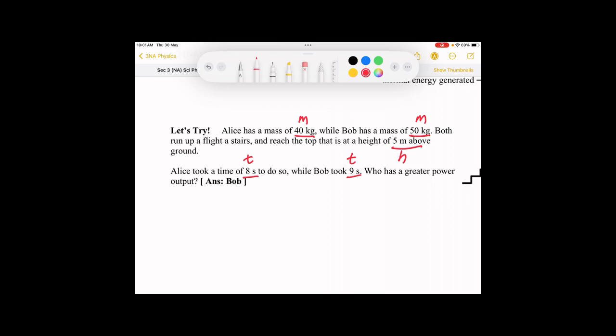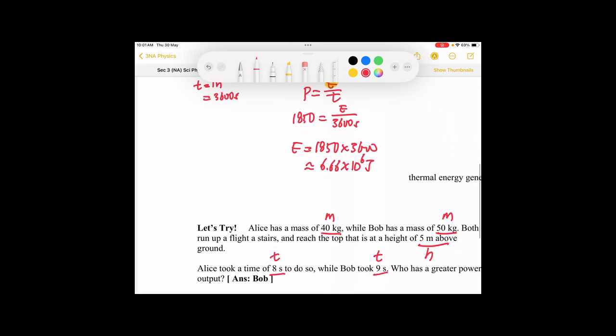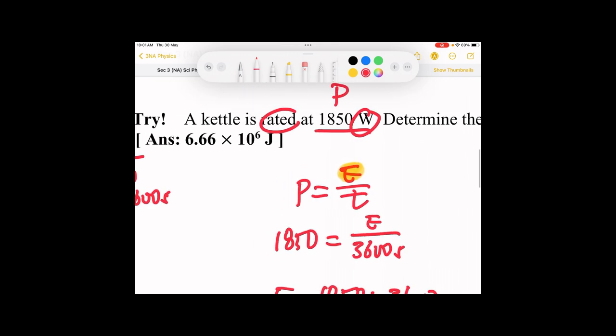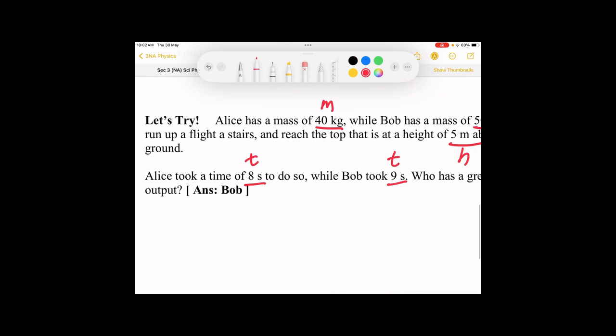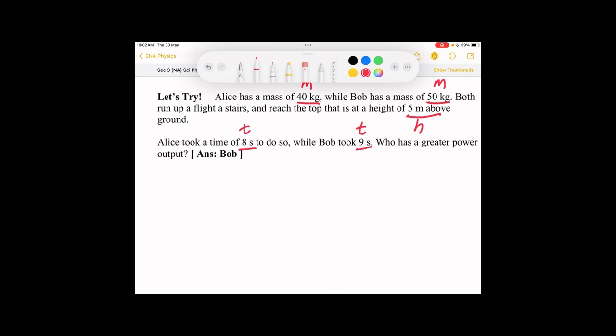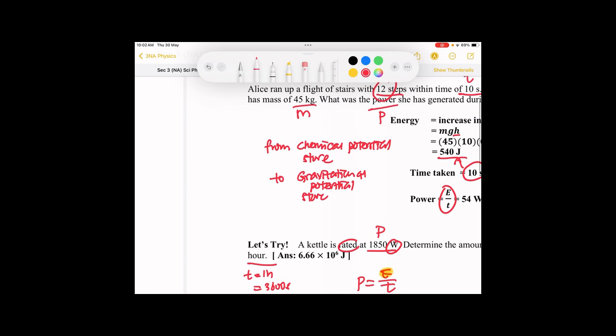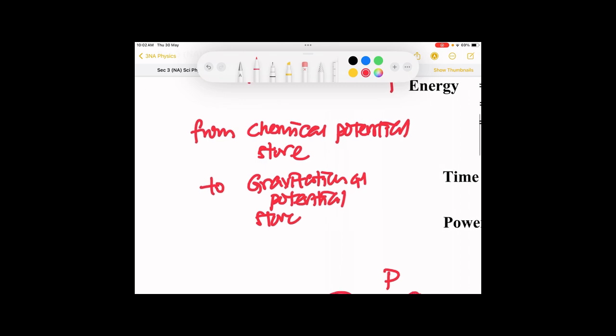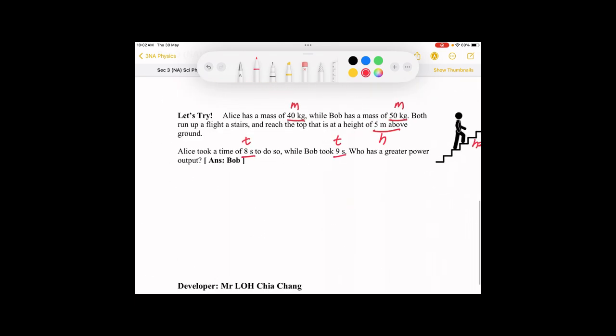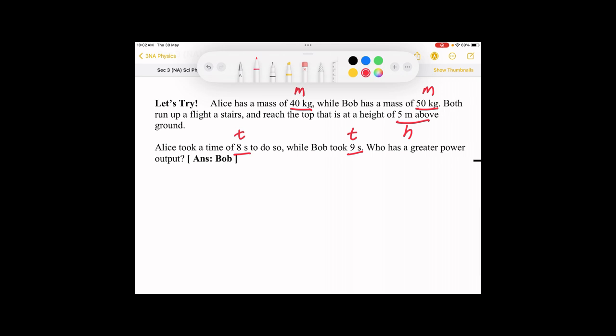Okay, so remember, power is energy over time. That means if I can generate the same amount of energy, or rather I can transfer the same amount of energy within a shorter time, I have a higher power output. Okay, so let's look at this. In both cases, they are climbing a flight of stairs. So the energy that we are talking about here is also GPE. Same case as just now, right? The food they consume is being converted into GPE. Okay, so we calculate the GPE for Alice.